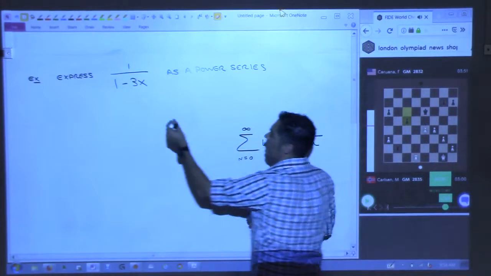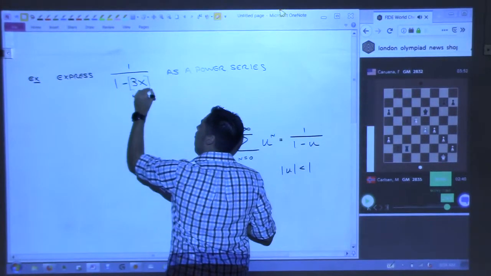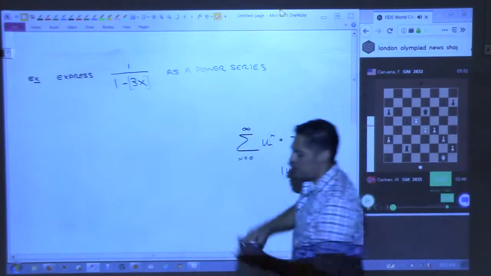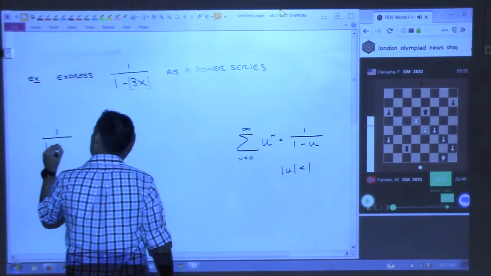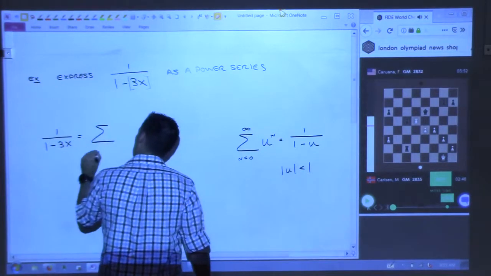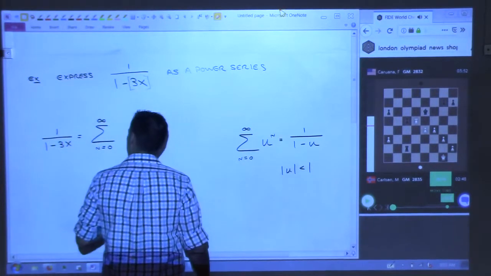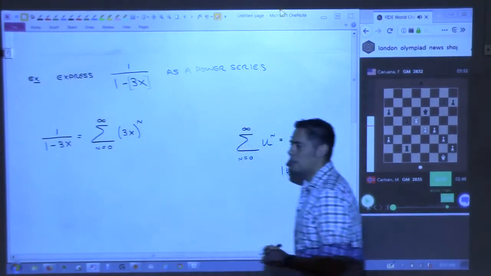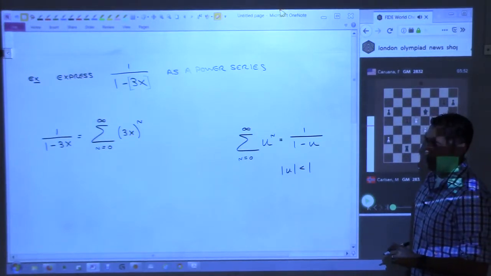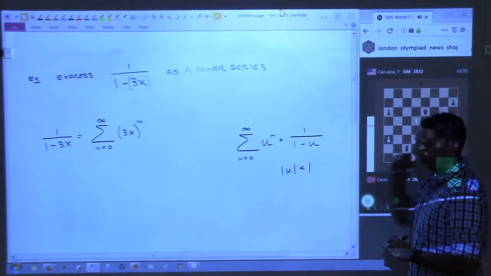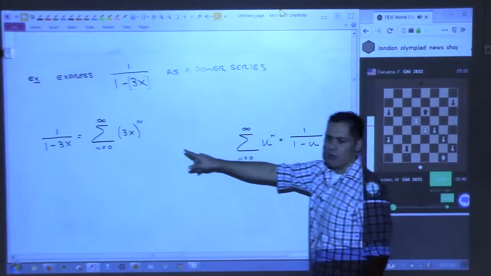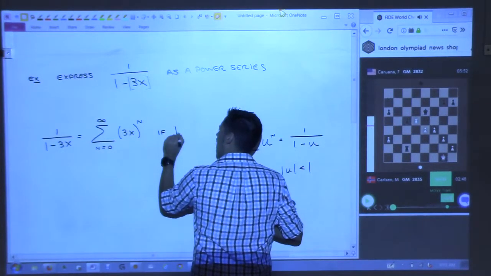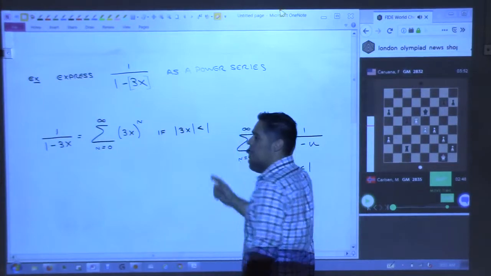So if we look at this, do you all agree that we could call this our u right there, right? So according to this formula, that expression is equivalent to the sum n equals 0 to infinity of 3x in parentheses to the n, right? The whole thing to the n. Does it have to start at 0? Yes. Now, this is only true when? When 3x is less than 1. You can say when or if the absolute value of 3x is less than 1. That's the only time that this would hold.